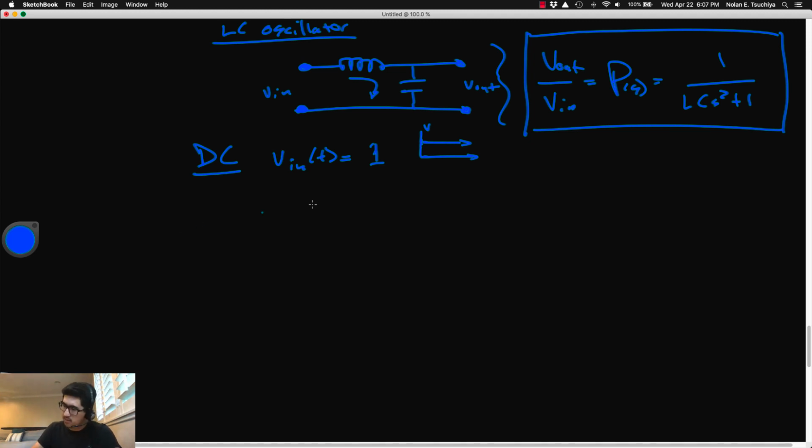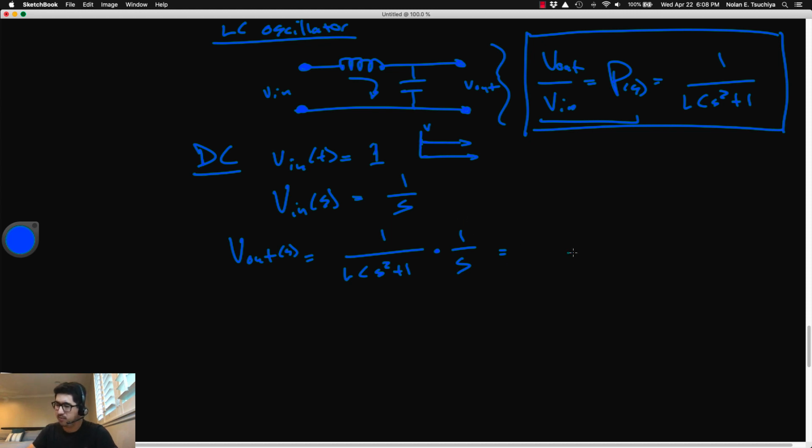We can verify that by doing a bit of forced response. If the voltage in is a constant value, we know that the Laplace transform of V in is 1 over S, and then we can solve for V out. V out should be equal to our transfer function, 1 over LCS squared plus 1, times V in, which is 1 over S. We would need to do a bit of partial fraction expansion to express this as the sum of several simpler terms, for example A over S plus BS plus C over the quadratic term, LCS squared plus 1.